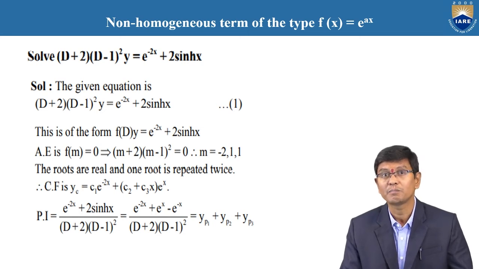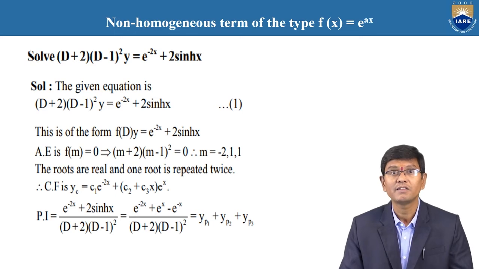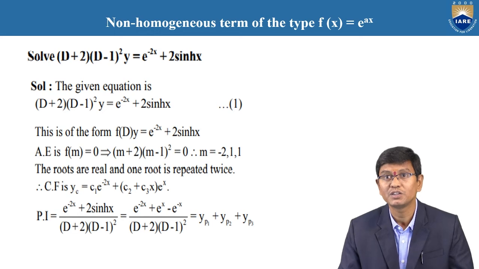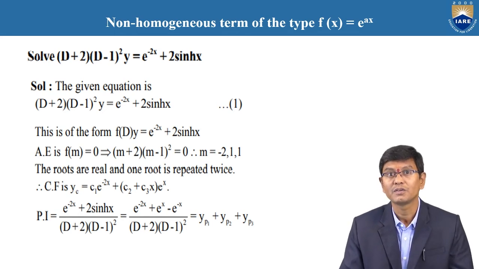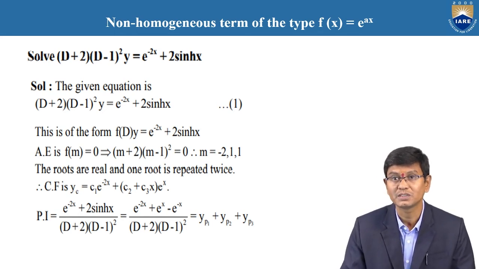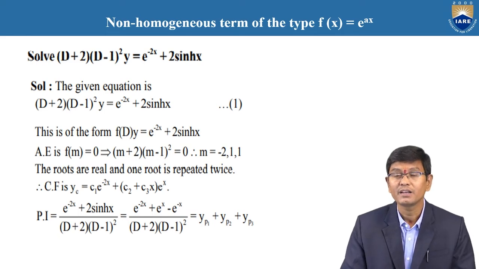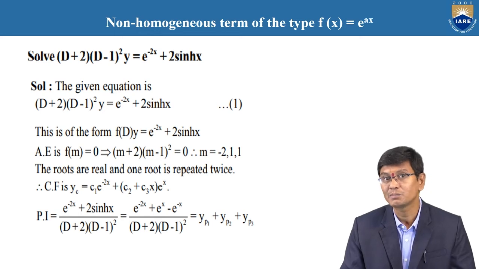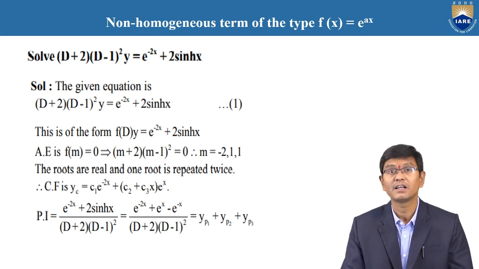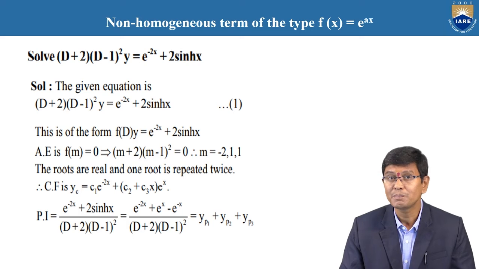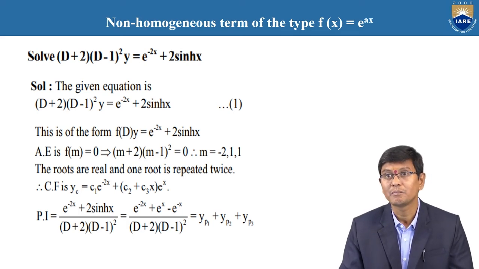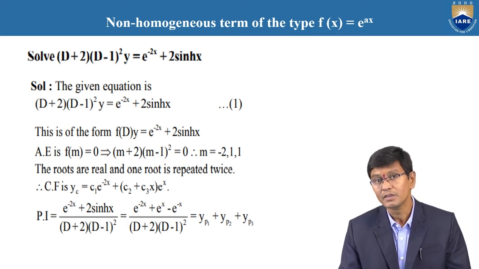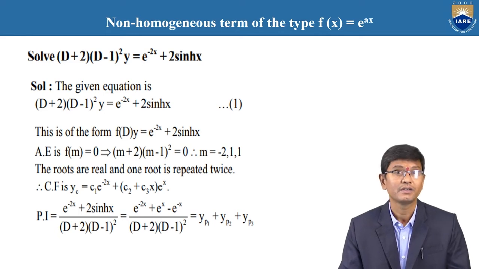Now we need to find the particular integration. Considering the right side, it is 1 / ((D + 2)(D - 1)²) times Q, where Q = e^(-2x) + 2 sinh x. Here the sinh x we need to write in the form (e^x - e^(-x)) / 2. Then the 2 will be cancelled. The total term is e^(-2x) + e^x - e^(-x), divided by (D + 2)(D - 1)².